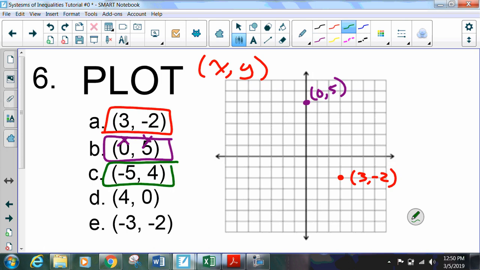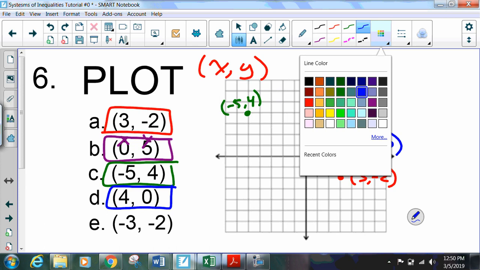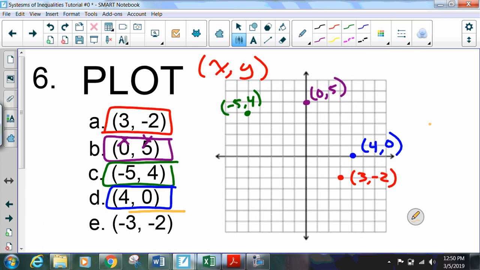-5, 4 is going to be to the left 5, and then up 4. That point's name is -5, 4. All right, let's switch colors. Let's plot 4, 0. That means we're going over 4, but we're not going up or down. That point's name is 4, 0. And finally, let's do one last color. Orange is good. Let's plot the point -3, -2, and there we go.